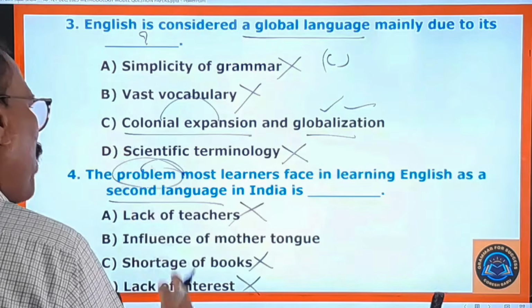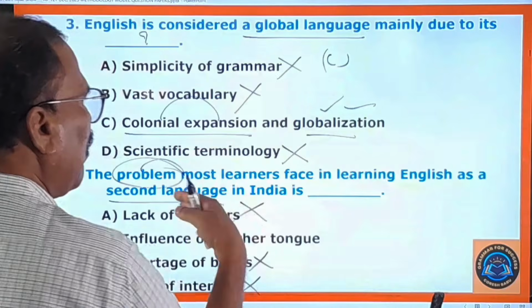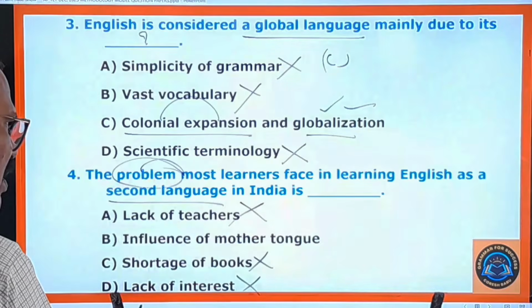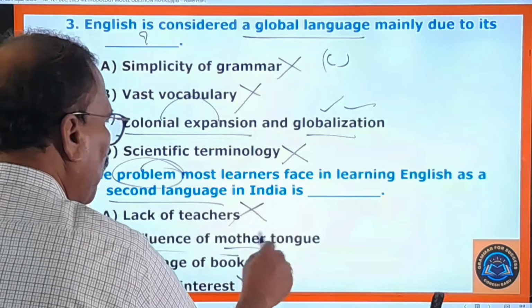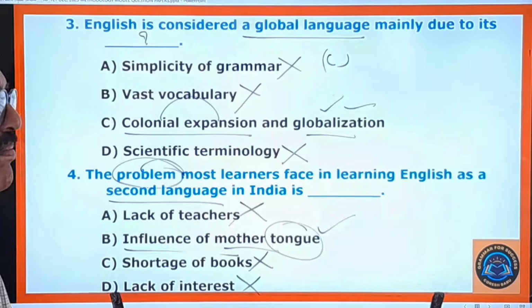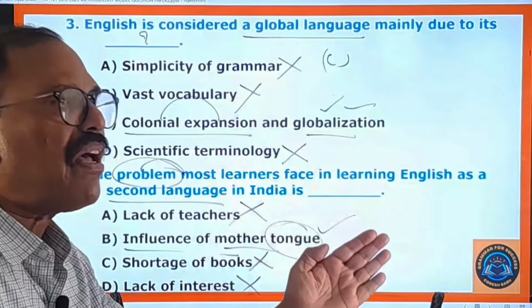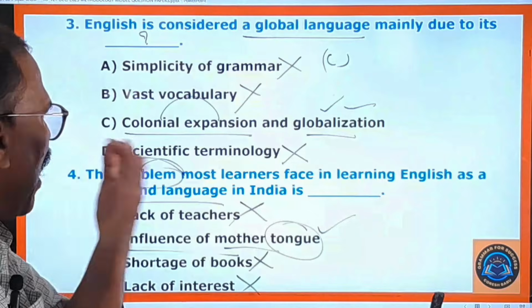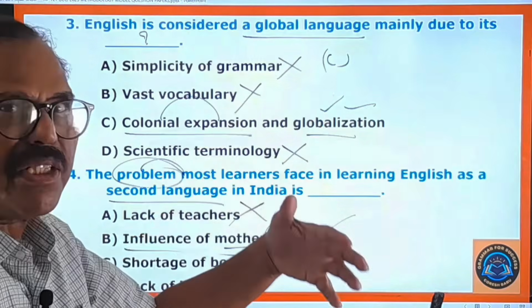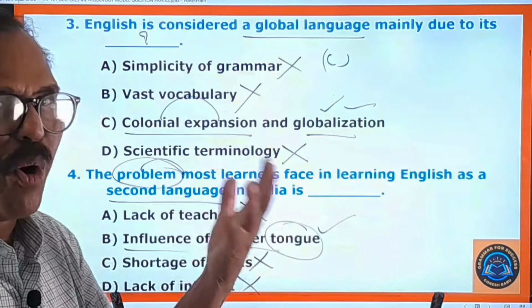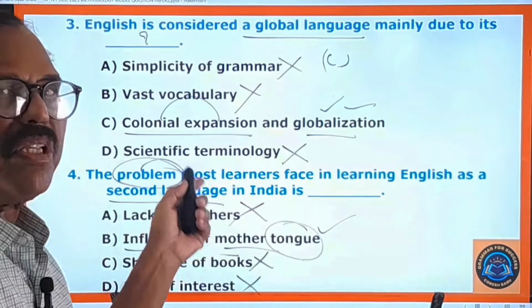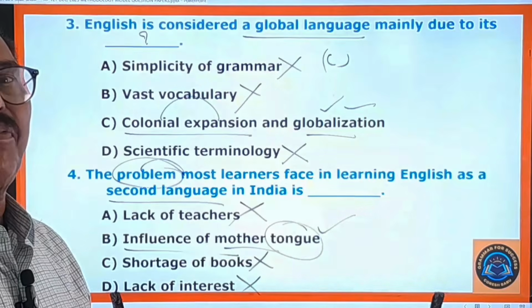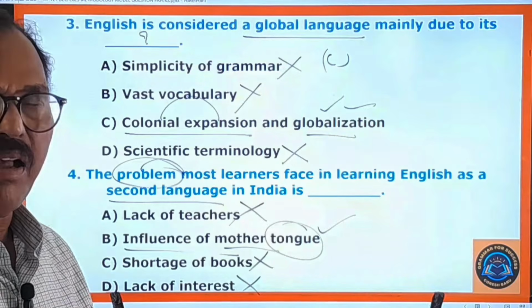But what's the main problem of the learners in learning English as a second language in India? The influence of mother tongue. Because of the influence of mother tongue, the learners of English are facing a big problem. So that is the problem the learners of English in India are facing.